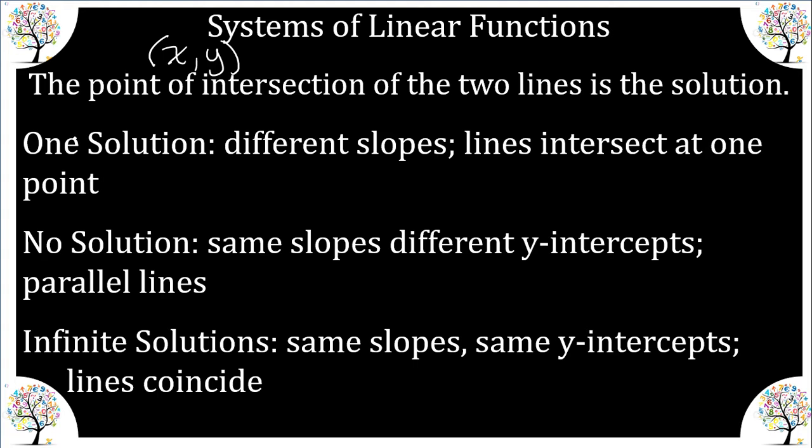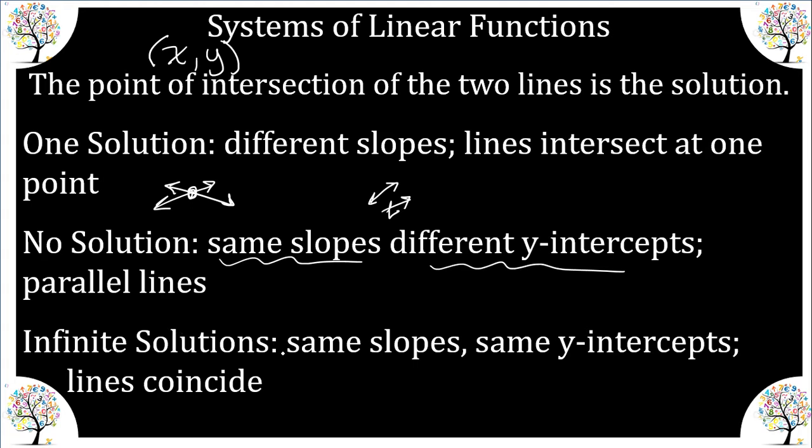Now, to have one solution, the slopes of the two equations are going to be different, and that will make the two lines intersect at one point eventually. When there is no solution, this is when we have parallel lines. Parallel lines have the same slope, they change at the same rate, but they have different starting points, different y-intercepts. So we have parallel lines, and they will never intersect.